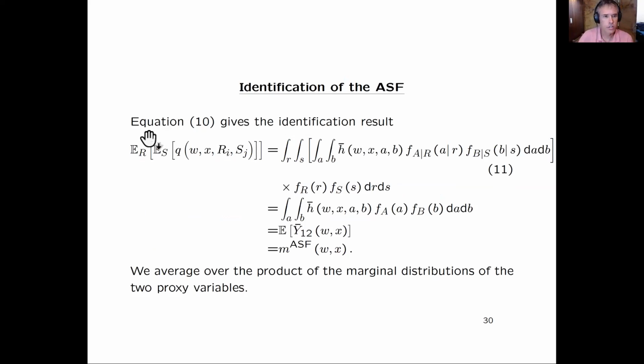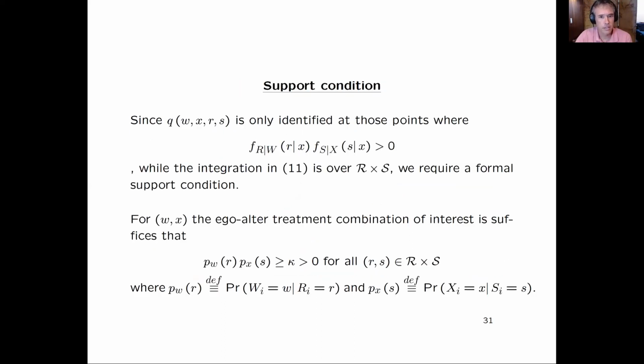and average over the marginal distribution of the 2 proxy variables, so average over the marginal distribution of S, and then average over the marginal distribution of R, that will recover the average structural function. There's a support condition that we need as well, which I haven't told you about, but that's the basic result. So here's a support condition. It has an overlap type flavor.